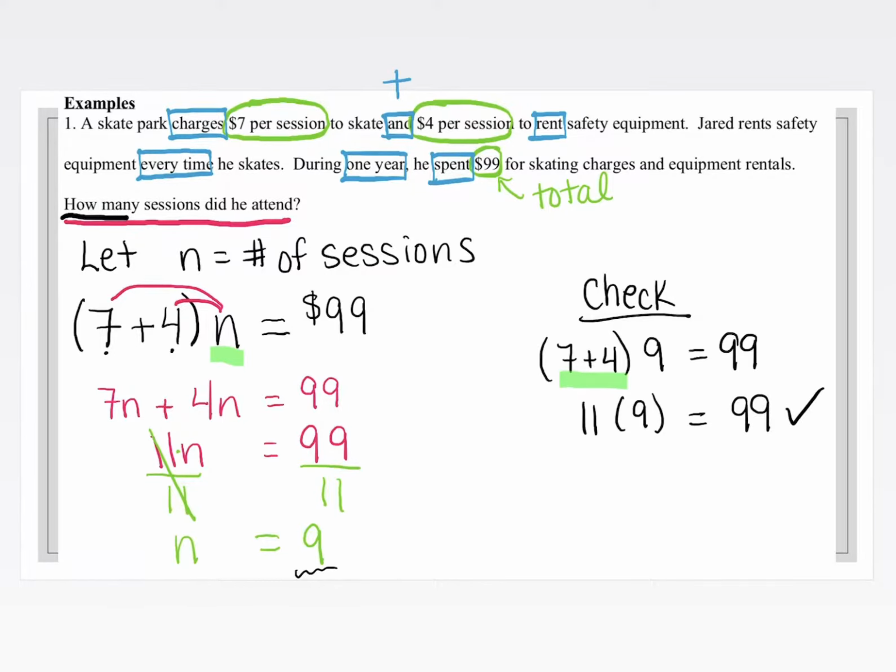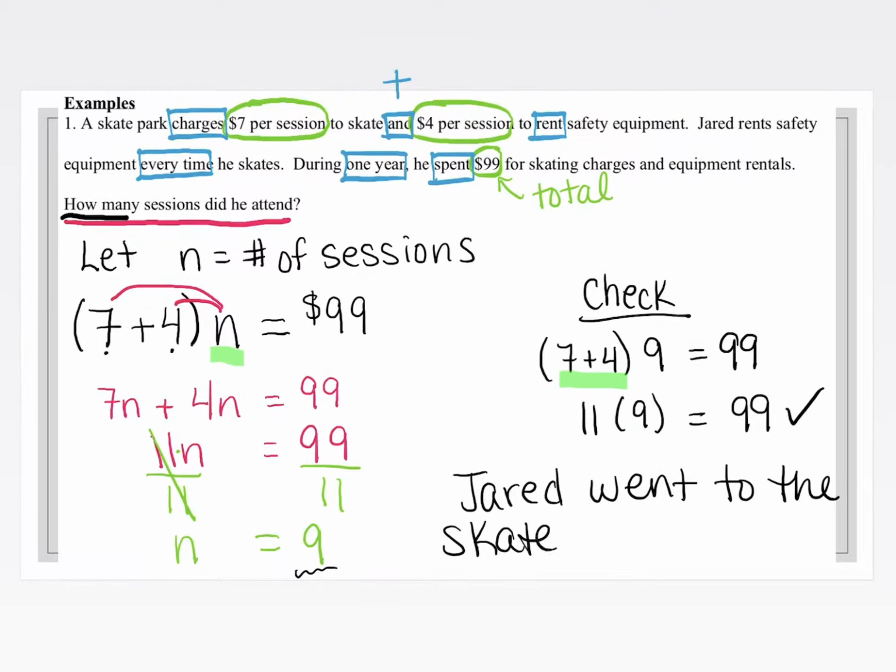So it is correct. Now we're going to conclude by writing our answer in a complete sentence using any units. So again, my question asked me how many sessions did Jared attend? So we need to write our sentence that actually answers that question. Jared went to the park nine times that year.